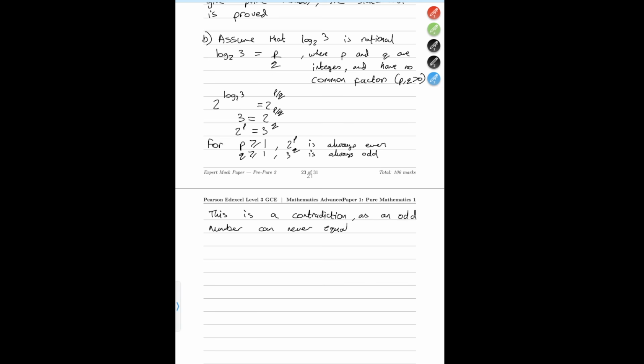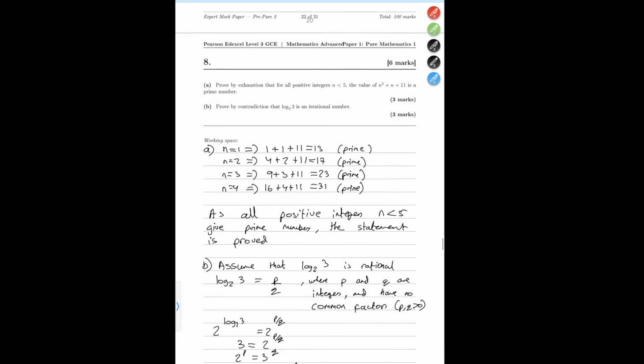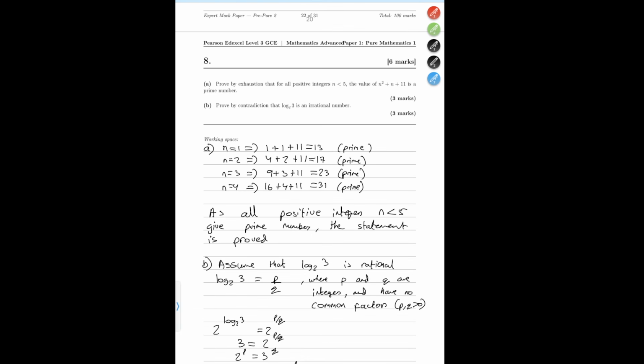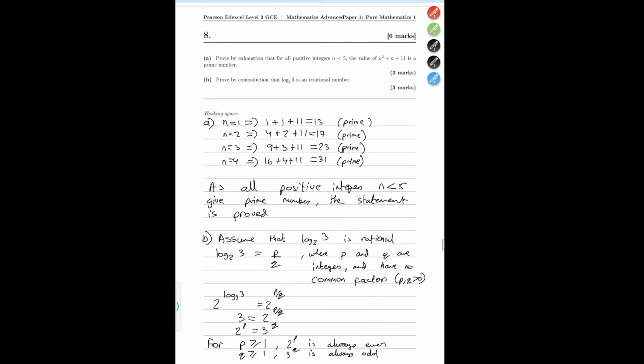An even number. So therefore, log 2 of 3 is irrational. Okay, so that is how you finish that proof for question 8. Hopefully that made sense. And now we can move on to question 9.